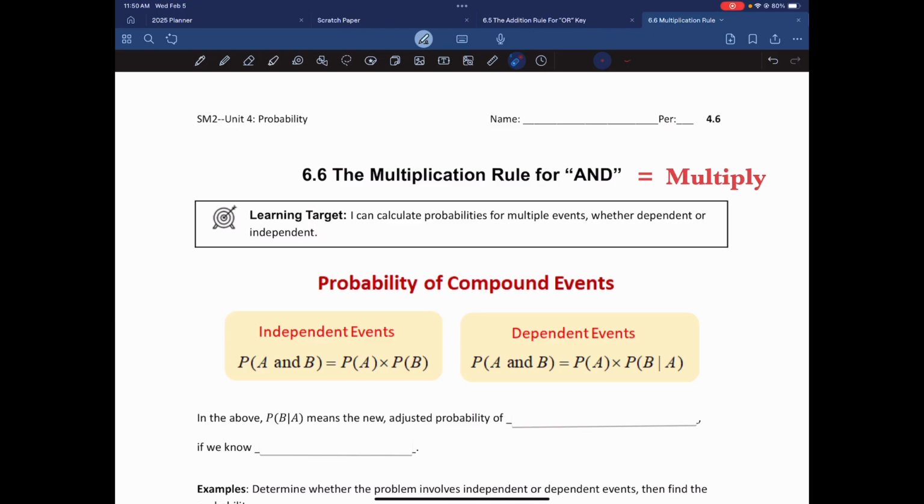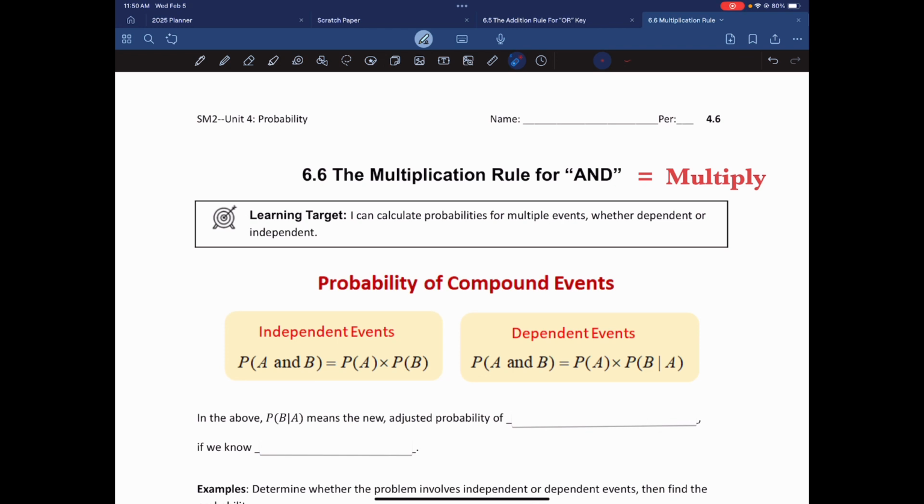So if we look at the probability of an independent event, the probability of A and B is just the probability of A times the probability of B, okay? So AND is multiply. That's when we have an independent event, where one event doesn't affect the other event.